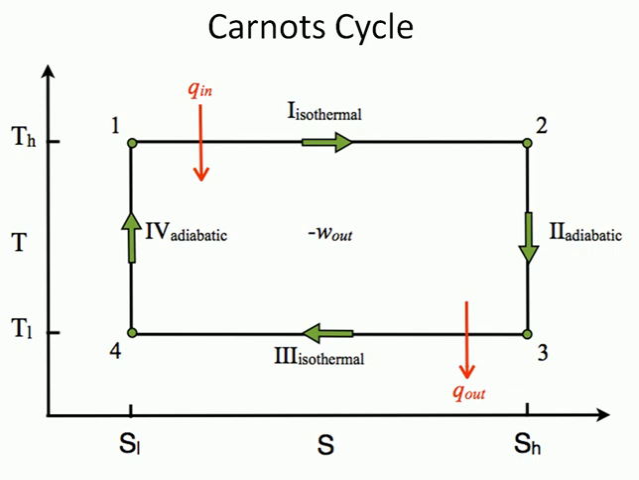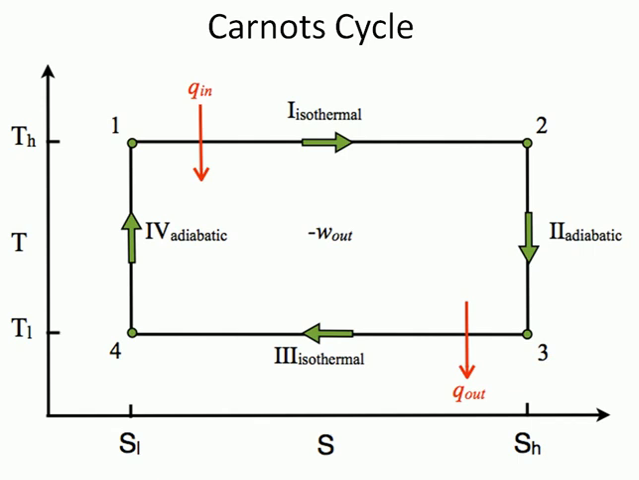From any state you start, you will end at the same state. So that's why it is called a cycle. From state 1 if you start, 1 to 2 to 3 to 4 to again 1. That means the initial state and the final state are the same. So that's why this is called a cycle. This cycle consists of 4 processes.